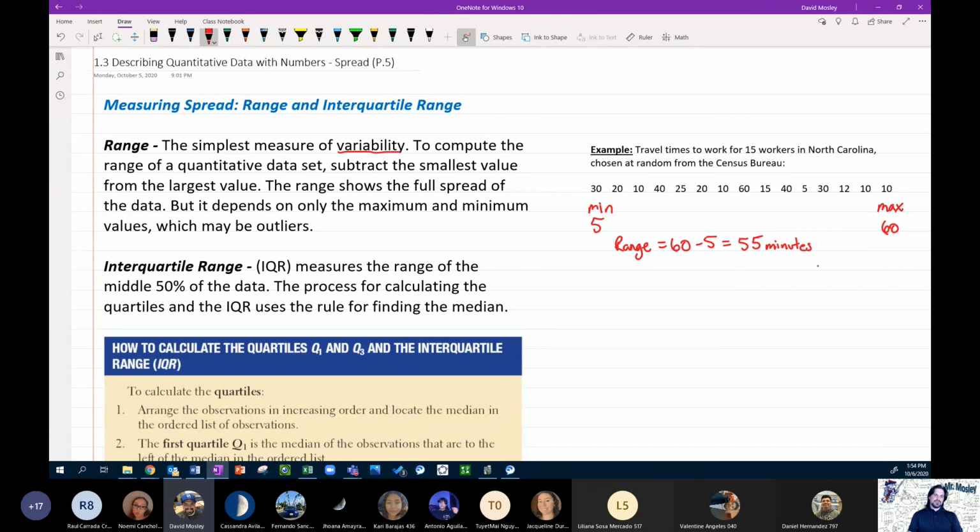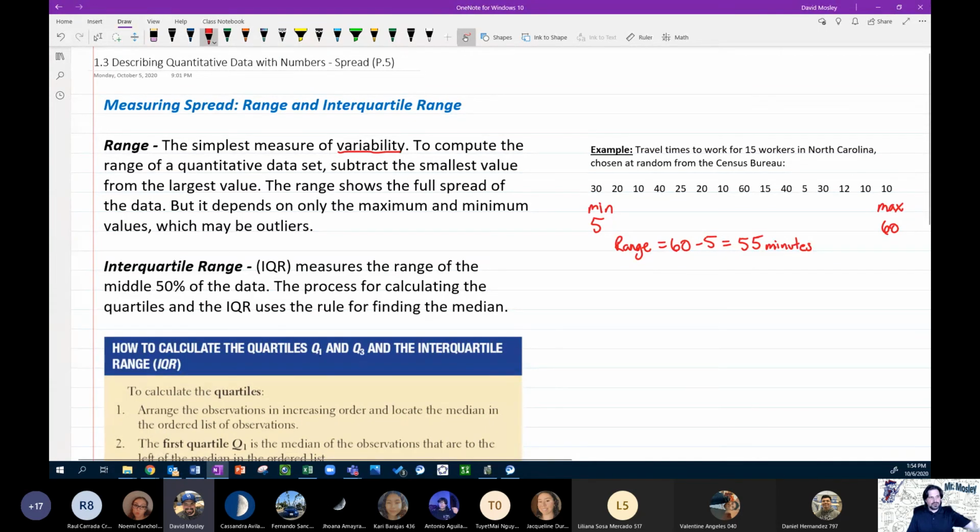So that's one way to measure spread, the simple range. And the range is a single number. It is 55 minutes. We can say the range of the data is 55 minutes, or I can say all the data is between 5 and 60 minutes. That's another way of talking about how spread out it is.